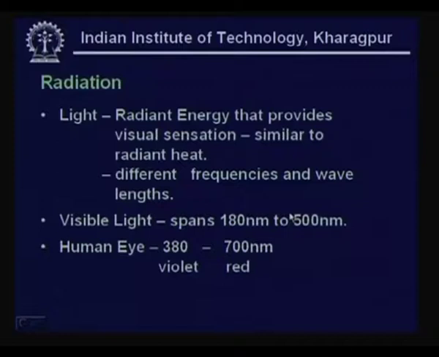And we also look at how the human eye responds to visible light. Though the spectrum spreads over 180 to 1500 nanometers, the eye responds over the spectrum spreading from 380 to 700 nanometers. The 380 nanometers corresponds to violet color light, and 700 nanometers corresponds to red.